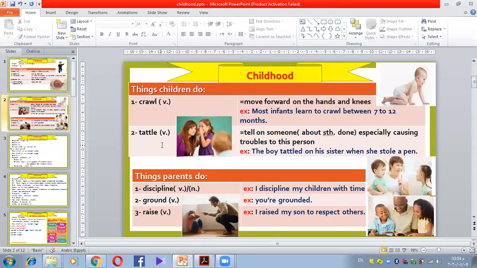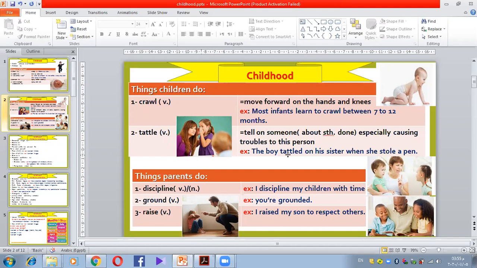Then the other verb that is related to children: tattle. What does it mean to tattle on someone? Tattle means to tell on someone about something done, especially causing trouble to this person. For example, if you have a kid and a man or a woman is doing something wrong, he runs to his mother and tells her what he saw. This is what is meant by tattling. To run to your mother and tell her everything that you saw. At the same time, this causes trouble or problems to this person.